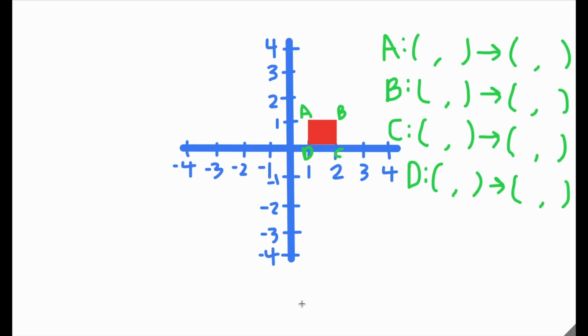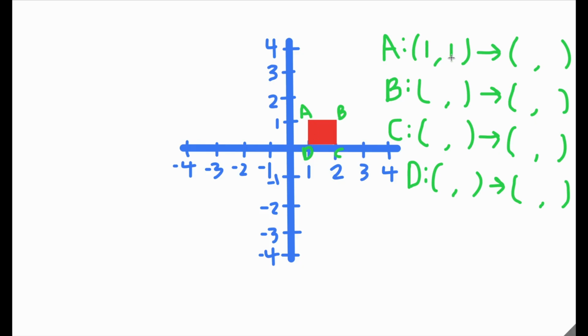So let's start off by looking at this example. We see that we have this square on the graph that I've drawn here, and let's say that we want to scale it up by a factor of 2. So we're going to start off by writing down the current coordinates of our points. For a square like this, we can just write down all of the vertices. So let's start with A. It looks like A is at the point 1, 1. So we can write that down.